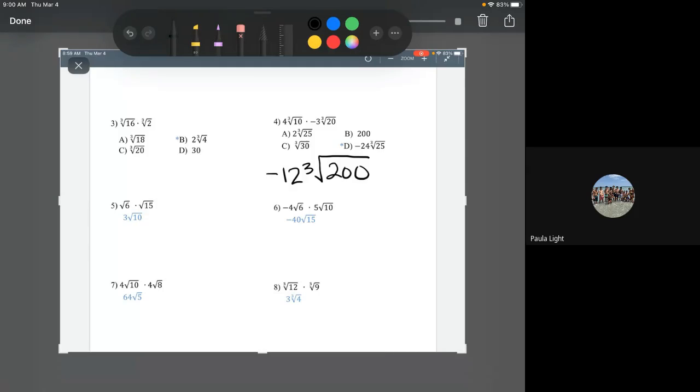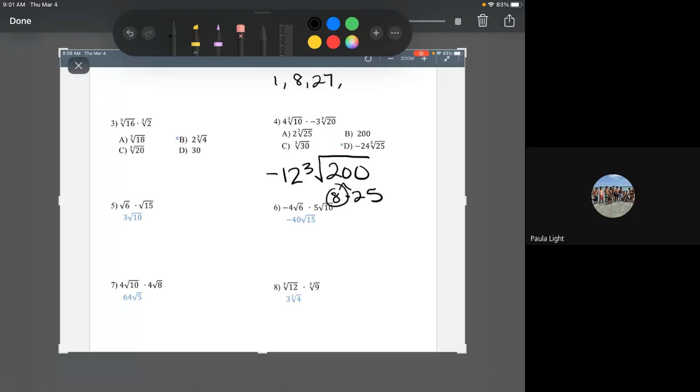Let's list some perfect cubes: 1, 8, 27. Does 8 go into 200? 8's a perfect cube. Does 8 divide into 200? Yes, 25 times. So I'm going to break this one down as 8 times 25. The 8's a perfect cube, so it's going to come out as what? What is 8? 2 times 2 times 2. So it's going to come out as a 2. You guys understand what I'm saying?